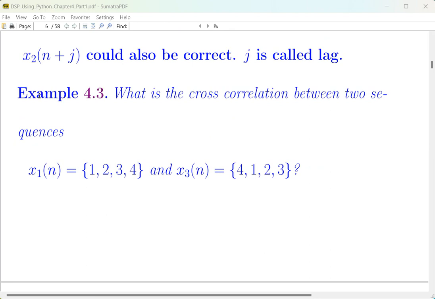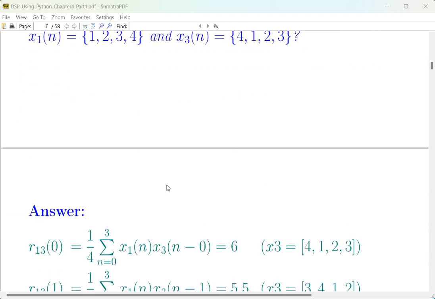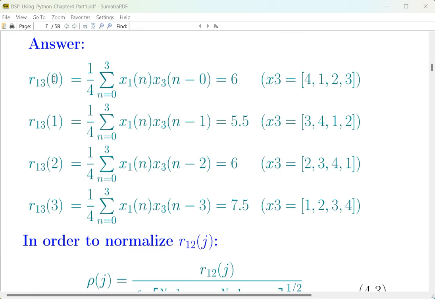Now, the third example. It's the cross-correlation between two sequences x1, 1, 2, 3, 4 and x3, 4, 1, 2, 3. Simple computation. For j equal to 0, we get 6. For j equal to 1, 5.5. For j equal to 2, 6. For j equal to 3, 7.5. What about j being equal to 4? The same result because it's a periodic answer.